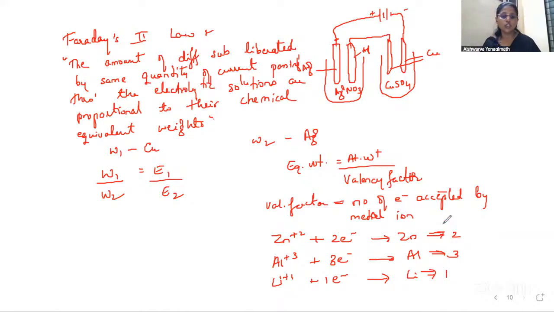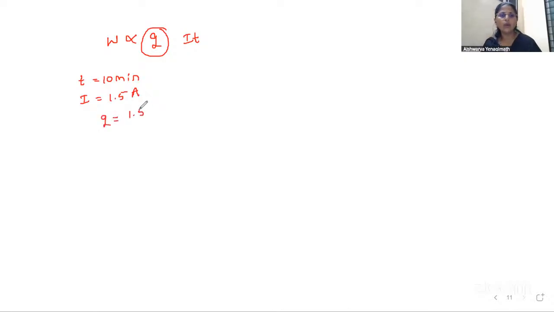From Faraday's first law, how much mass gets deposited on the cathode? W is directly proportional to Q, and Q is I into T. If I give you an example, T is 10 minutes and I is 1.5 ampere. So Q will be 1.5 into 10 minutes, converted to seconds: 10 into 60, that is 600 seconds. So Q is 1.5 into 600, which is 900 coulombs.